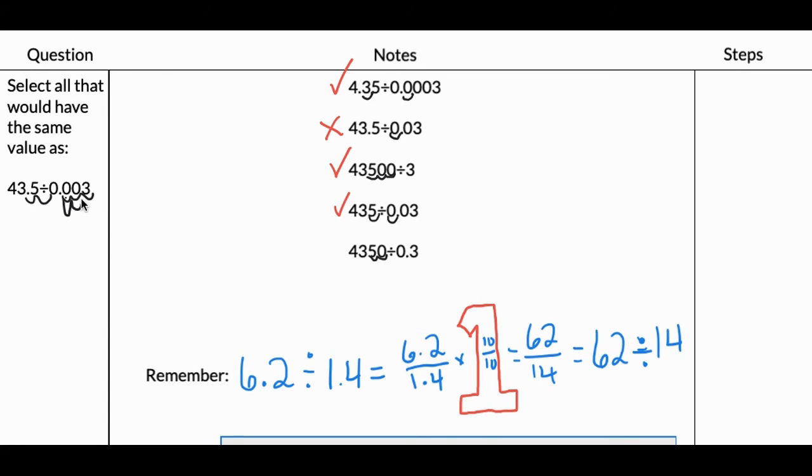If we move the decimal over two times, we should get 0.3. So the last one also has the same value. The only one that does not is this one here, because we did not move the decimal the same number of times in the same direction.